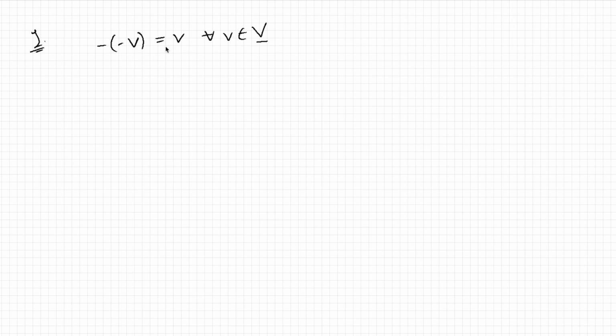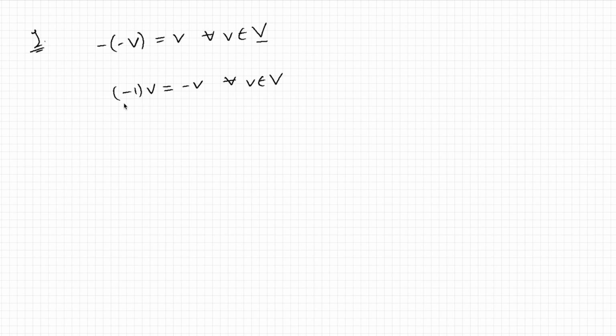So how do we prove this? Well, we'll take the theorem 1.31, which is above the exercises, and it says that minus 1 times v is equal to minus of v for every v belonging to that vector space.